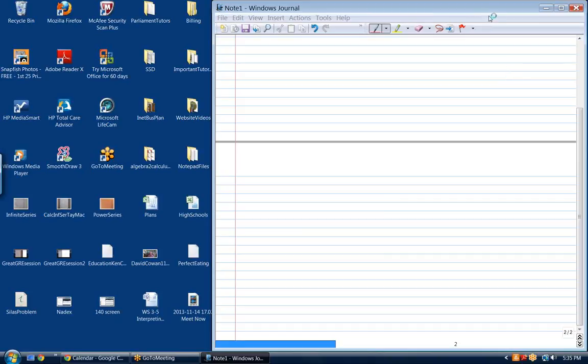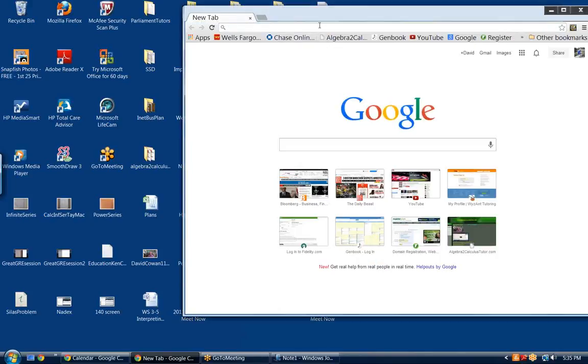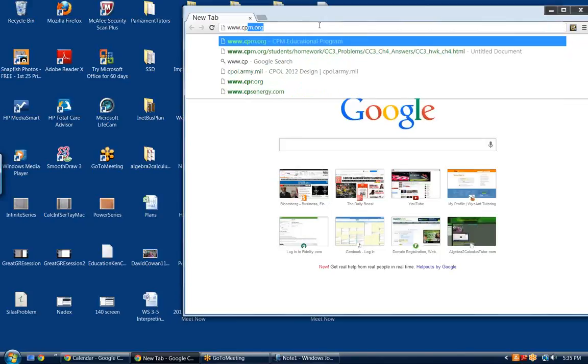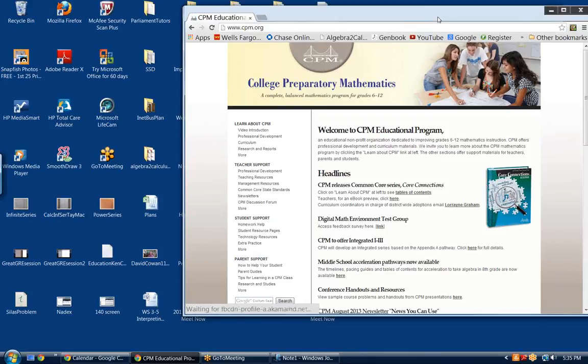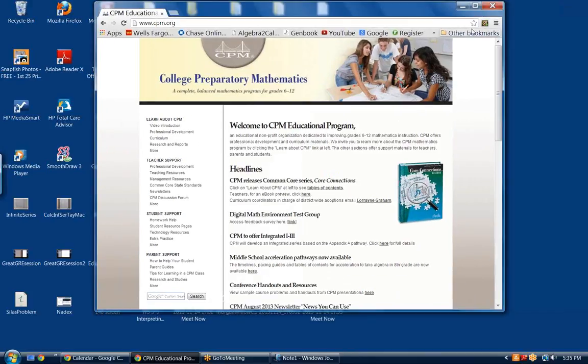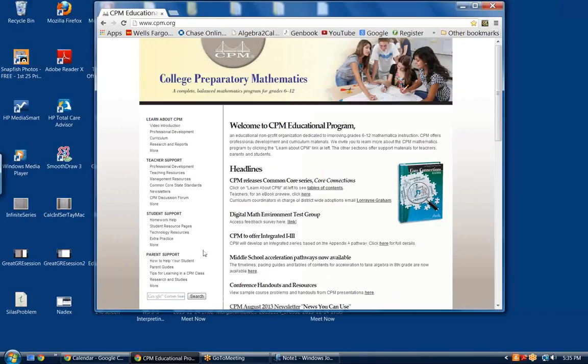Do you want to do the cpm.org again? Yeah. Just go to cpm.org. Let me save that. And it was over on the left. Homework help.